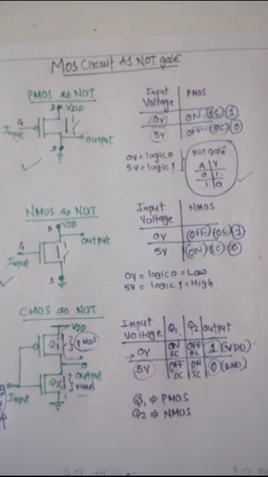Now in the next video we will understand how MOS circuits are used for universal gates, for PMOS, NMOS and CMOS. Okay, thank you.